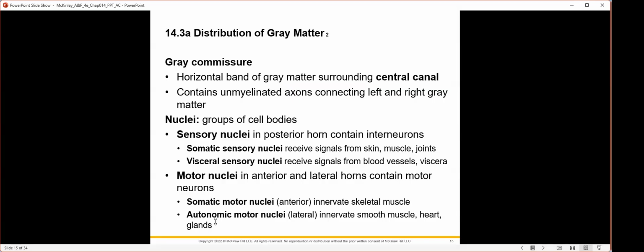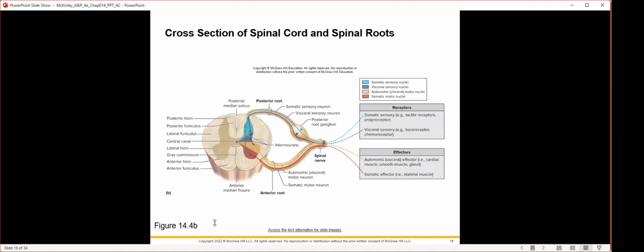When we do this separation for types of motor neurons, somatic ones are going to innervate skeletal muscle. This is conscious control. Autonomic ones, this is going more towards internal organs or glands. It's going to innervate smooth muscle, the heart, and other glands. It's just kind of a picture showing that separation, okay, whether we're doing sensory versus motor.